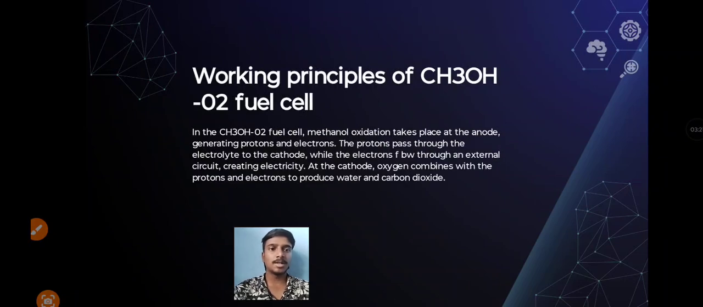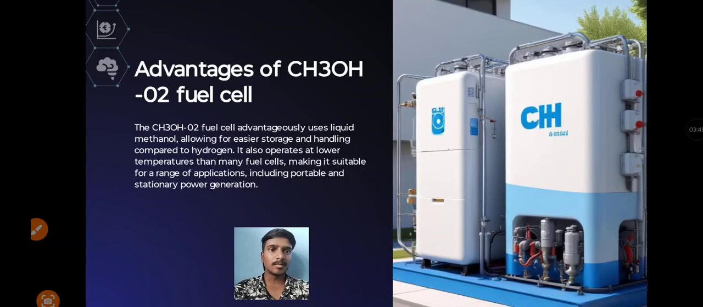Working principle of CH3OH-O2 fuel cells. In the CH3OH-O2 fuel cell, methanol oxidation takes place at the anode, generating protons and electrons. The protons pass through the electrolyte to the cathode, while the electrons flow through an external circuit, creating electricity.